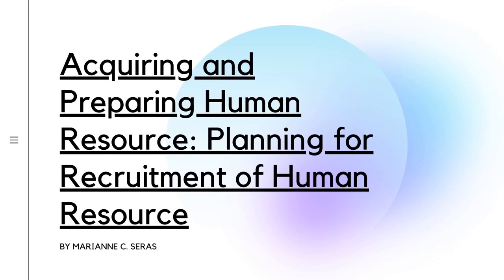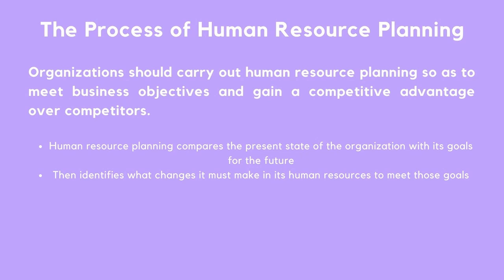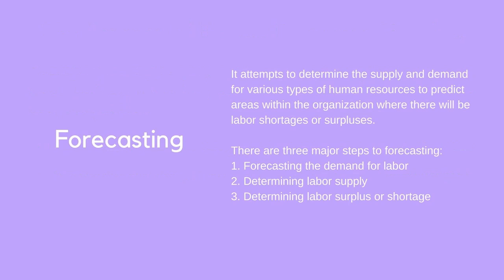I am tasked to present the planning part. The process of human resource planning. Organizations should carry out human resource planning so as to meet the business objectives and gain a competitive advantage over competitors. Human resource planning compares the present state of the organization with its goals for the future. It then identifies what changes it must make in its human resources to meet those goals.